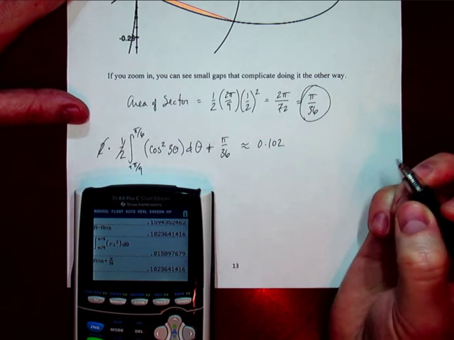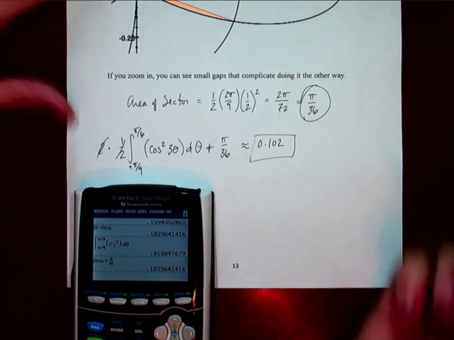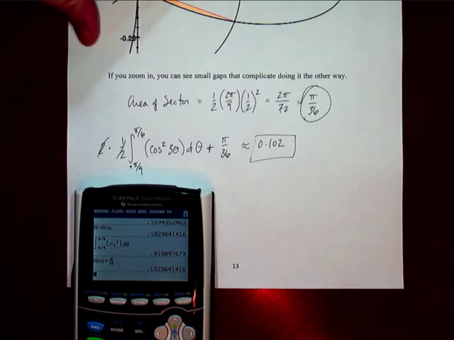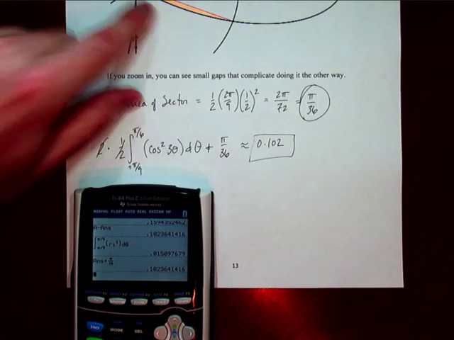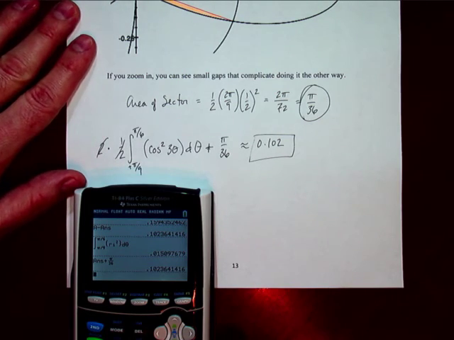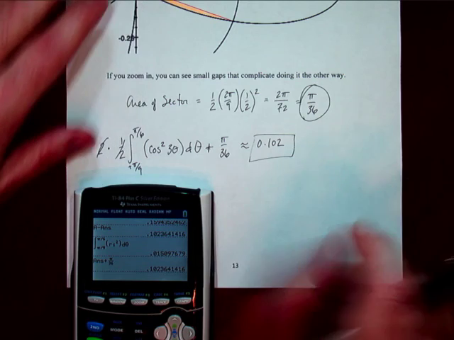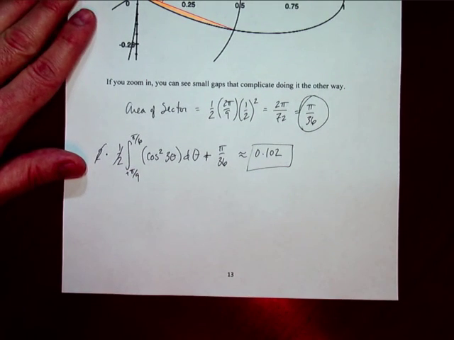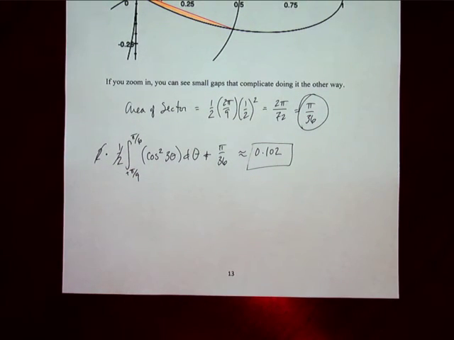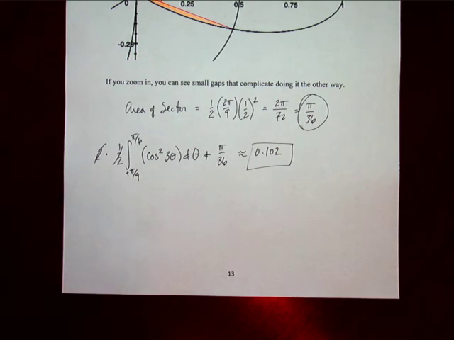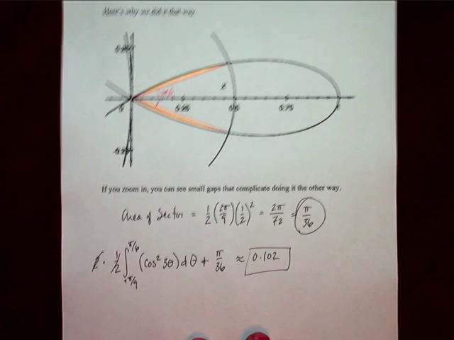0.102. Now, that's doable, but it requires actually zooming in and seeing those really, really small slivers. But we basically arrived at that area by addition, whereas previously we did it by subtraction. Whichever one you want to do, don't worry about it. It's fine with me. Kind of dealer's choice at that point.